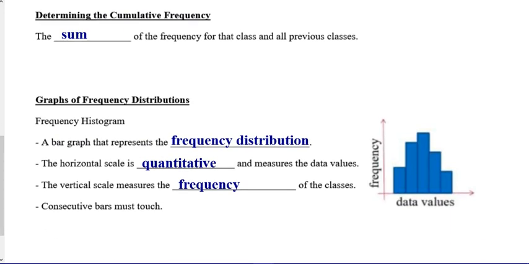So a frequency histogram, as opposed to just a number, is a bar graph that represents the frequency distribution. Our data goes on the bottom, and here's our frequency on the side. The horizontal, bottom axis is quantitative and measures data values. The vertical, up and down, measures the frequency. And consecutive bars must touch. A histogram differs from a bar graph because the bars are touching and they're based on ranges, not singular values.